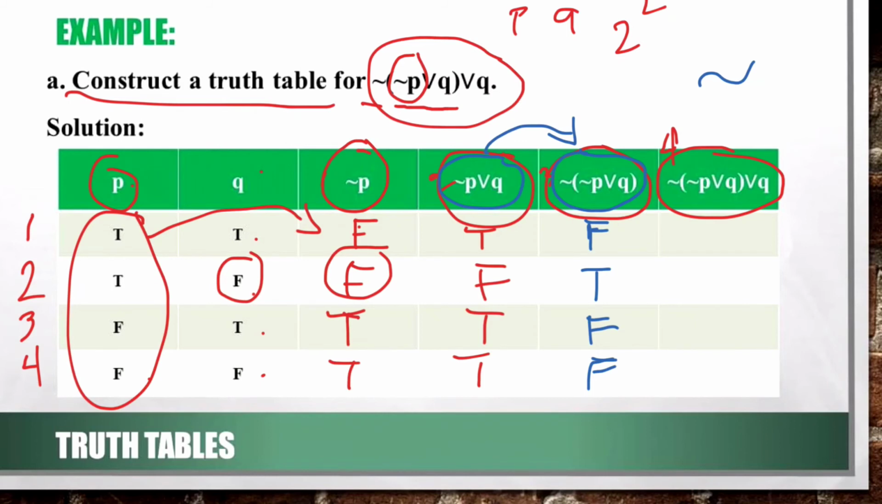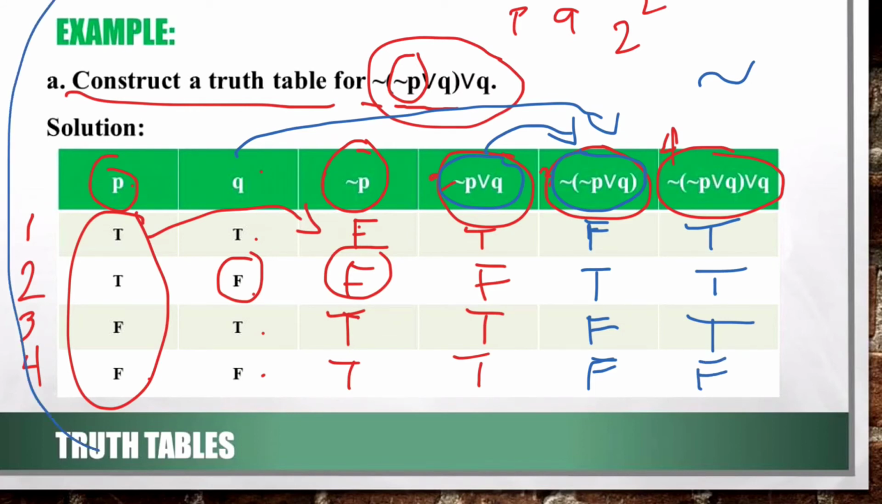So, here, meron na tayong value nito. Combine naman natin siya dito kay Q. Okay? So, or ulit yung disjunction. So we have true or false, it is true. False and true, it is true. True and false, it is true. And then yung last, false and false, it is false. So we all have this truth table.